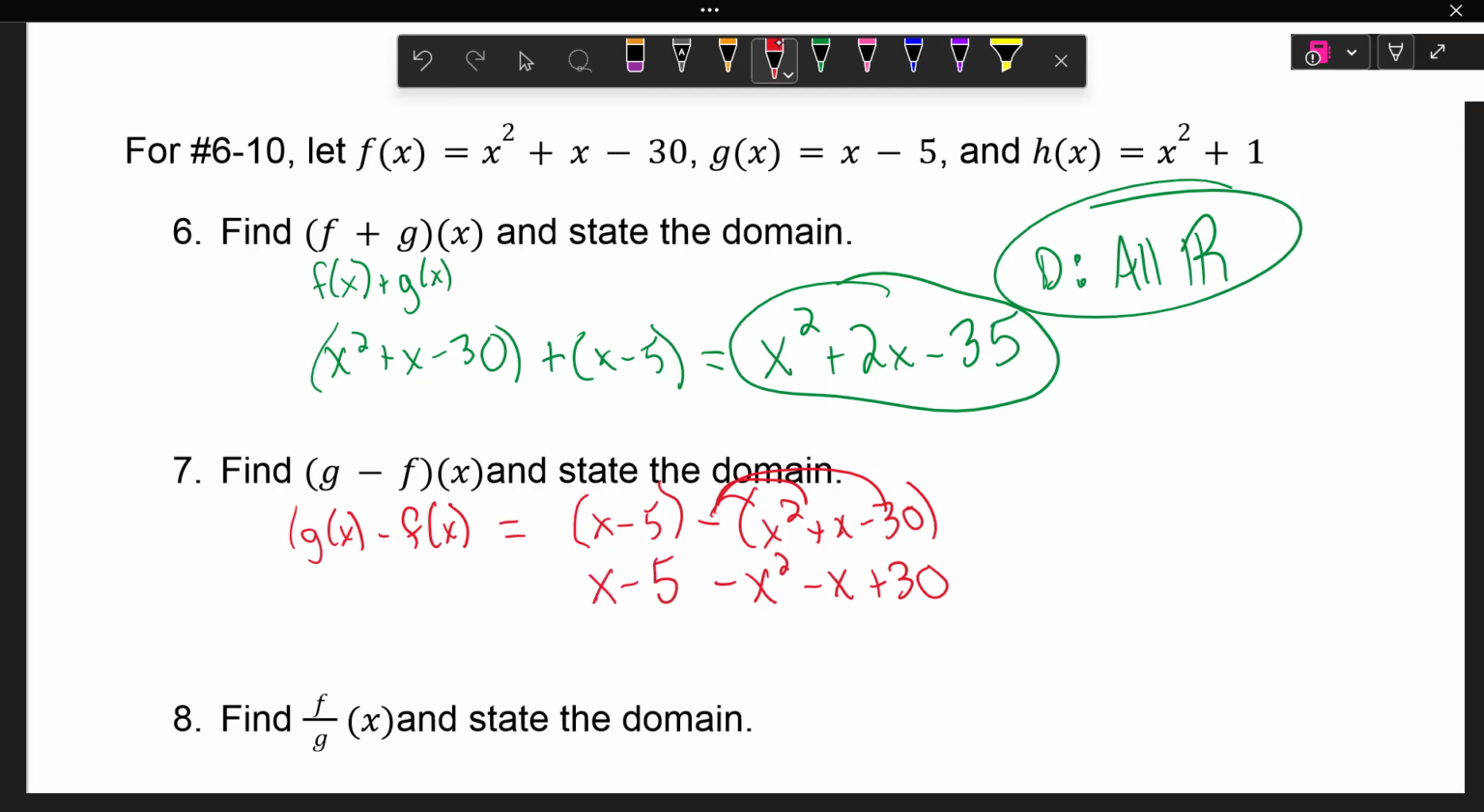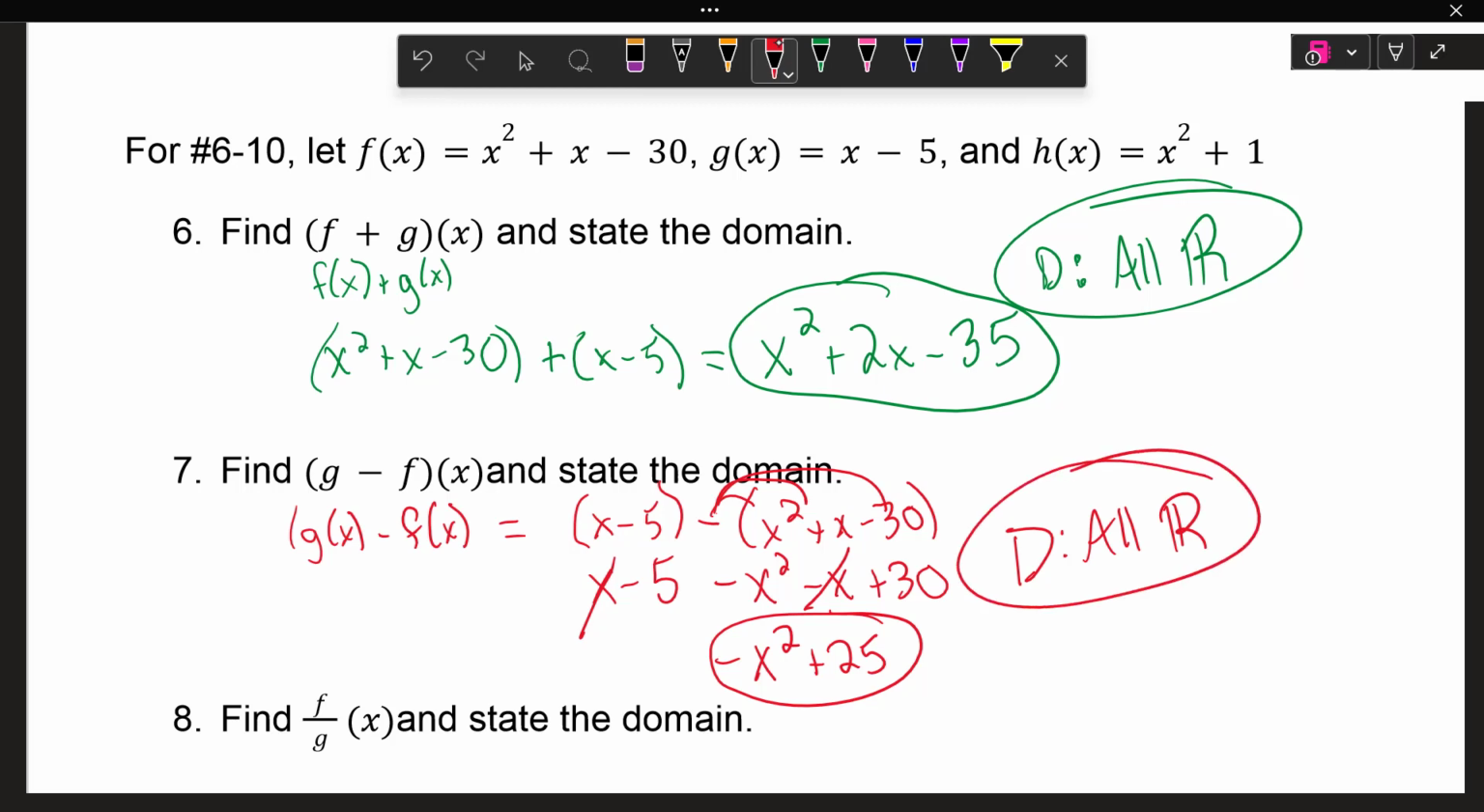First function stays the same, and now we just add up our like terms. Well, x and negative x cancel out, but we do have a negative x squared to start. And we got negative 5 plus 30, grand total of plus 25. Our domain, same thing as the last one. There's nothing stopping us from having any number we want, so it's all real numbers.